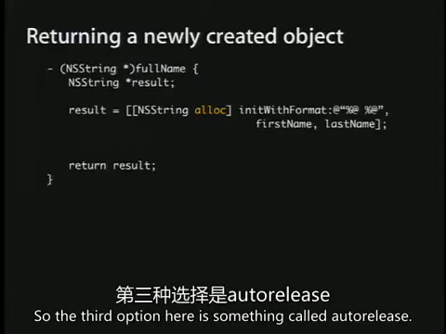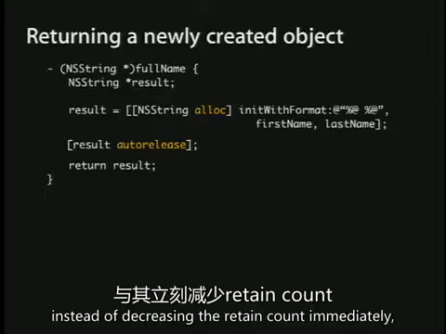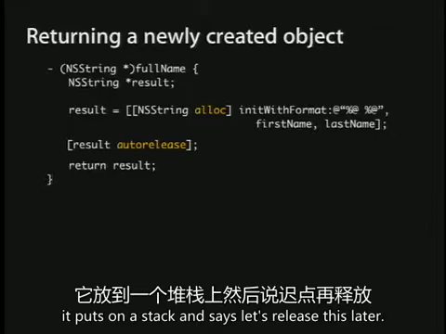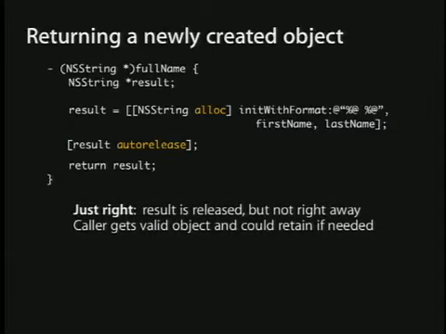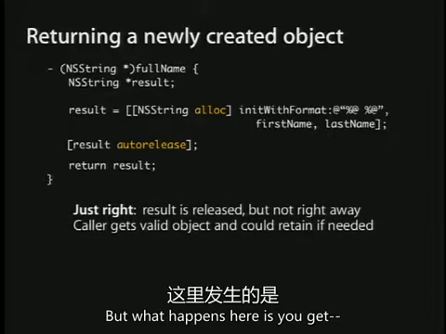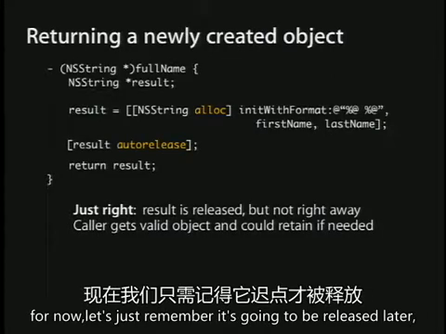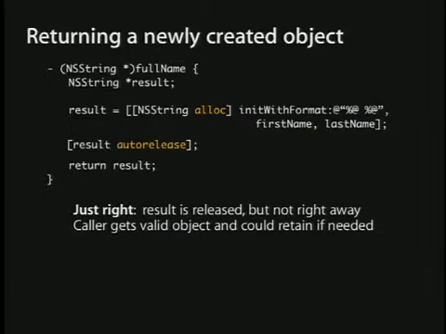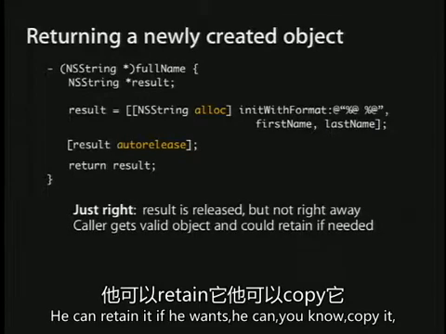So the third option here is something called Auto Release. Now, what Auto Release does is, instead of decreasing the retain count immediately, it puts it on a stack and says, let's release this later. And I'll talk about how that works in a moment. But what happens here is the caller gets an object that, for now, let's just remember, is going to be released later. And the caller of this can do what he wants with it. He can retain it if he wants. He can copy it, whatever he needs to do.